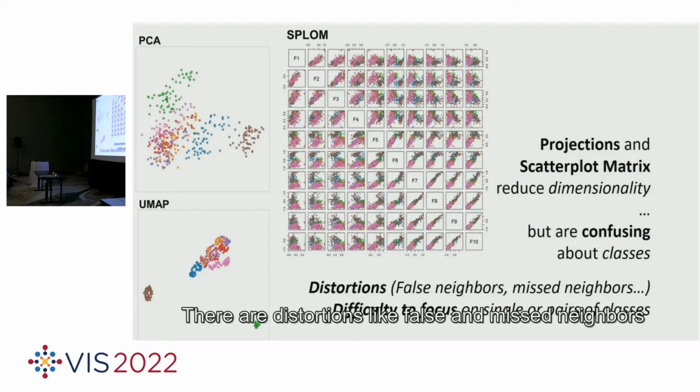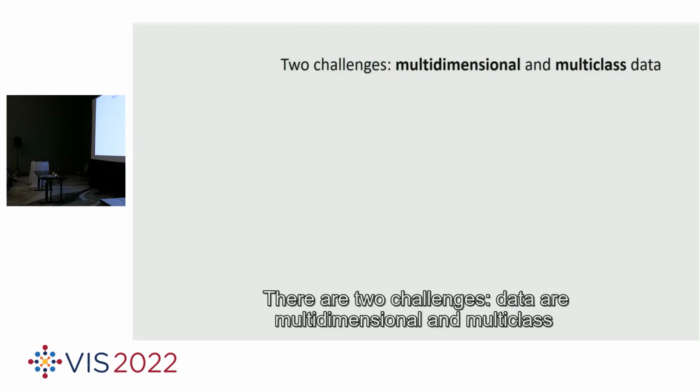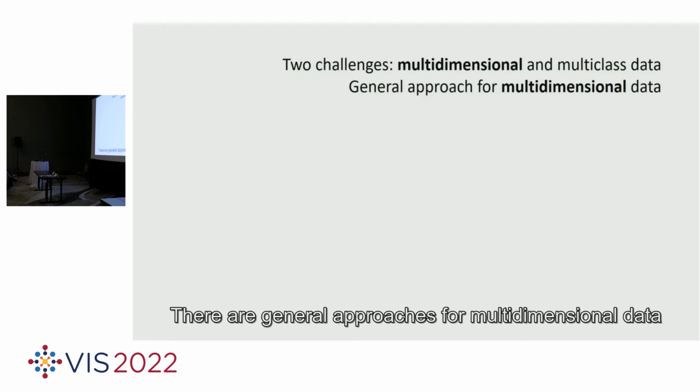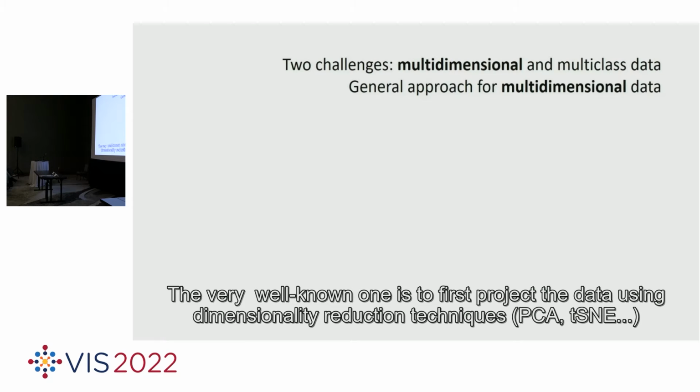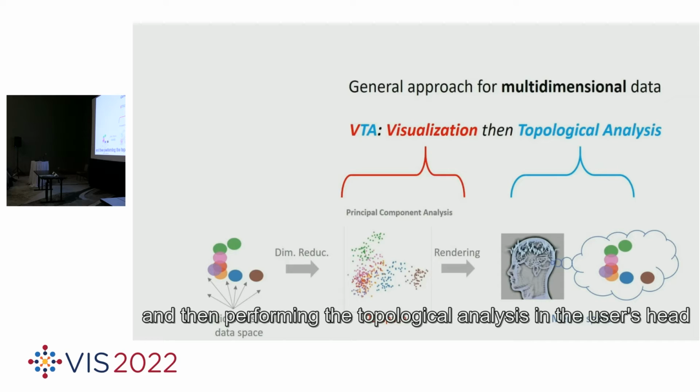There are distortions like false neighbors and missed neighbors, and it is difficult to focus on a single class or pairs of classes. There are two challenges: one is about multidimensional, and the second one is about multiclass. There is a general approach for multidimensional data. The very well-known one is to first project the data using dimensionality reduction techniques, PCA, t-SNE, etc., and then perform the topological analysis in the head of the user.